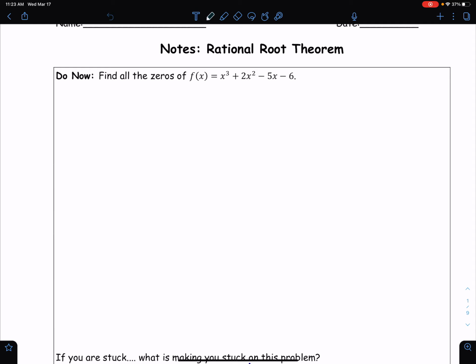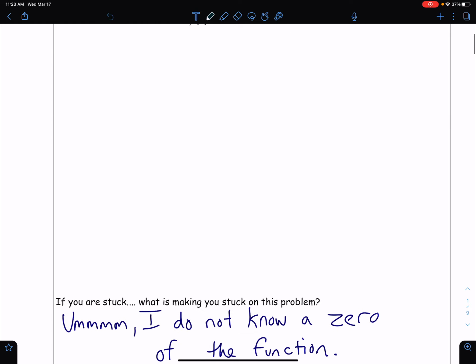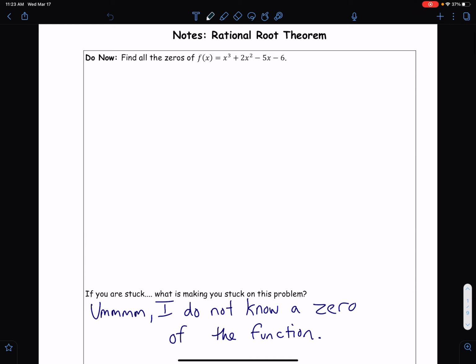And you should be stuck on this problem. It's not a simple problem for us right now, at least. And what's making you stuck? Well, every single other problem before now has given us a factor or a zero. We're not going to be given a factor or a zero after today. So why are you stuck? Well, I don't know a zero of the function. So how do I know what I'm supposed to use for synthetic division or long division? That's what we're doing today.